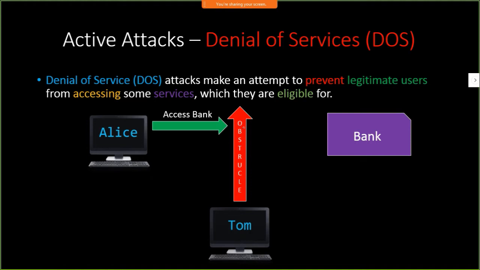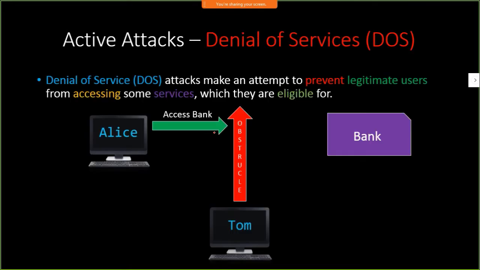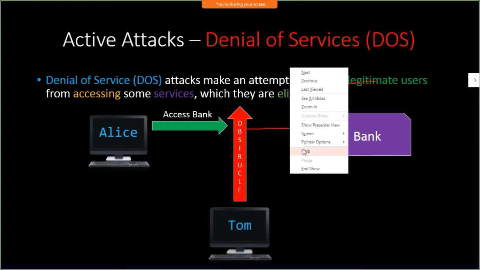When you click on the bank, the server is okay, but the transaction is not going through. The bank site is working functionally, but if you send some money to your friend, the transaction fails. That's a kind of obstruction, not a hack, but a similar type of obstruction. That is called an attack. So denial of service means we don't have permission to access this bank. This is DOS.